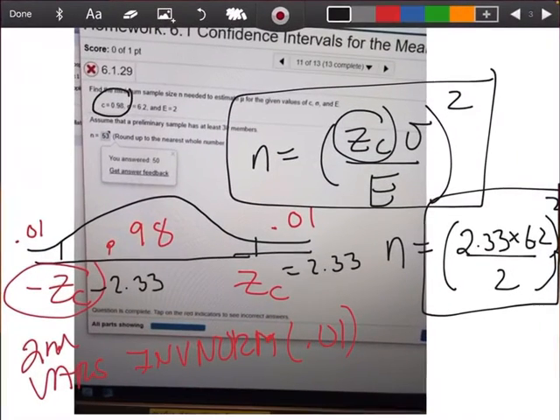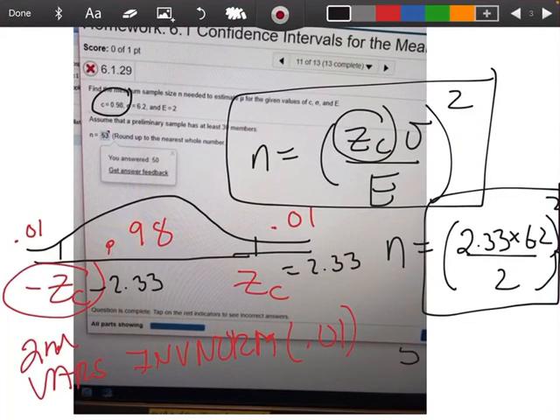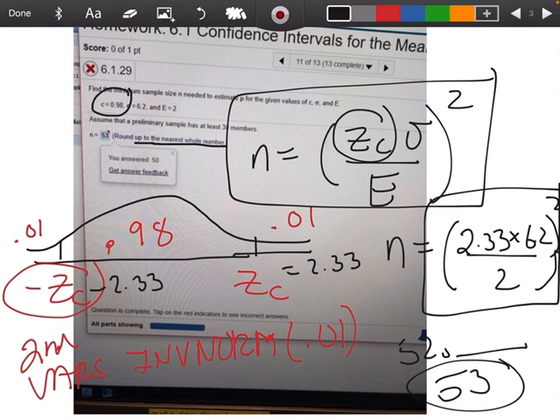So let me come back here. 52 point some change, right? And if you notice here, it says round up to the next whole number. So no matter what it is, if it's telling me to round up, I have to automatically put 53, and that should be my answer. So this is how I do problems like 11 and 12 on my homework.